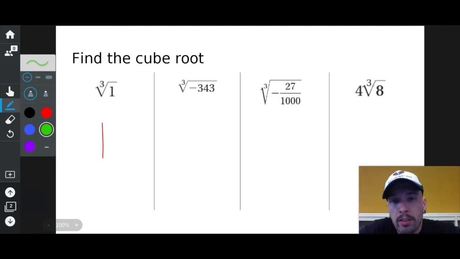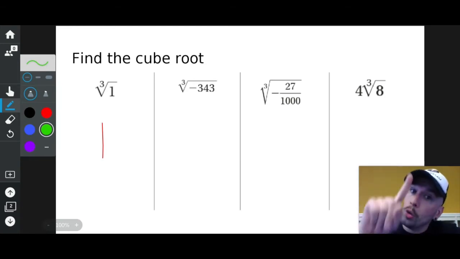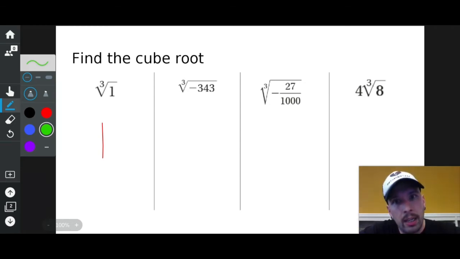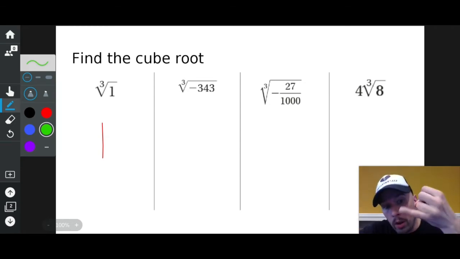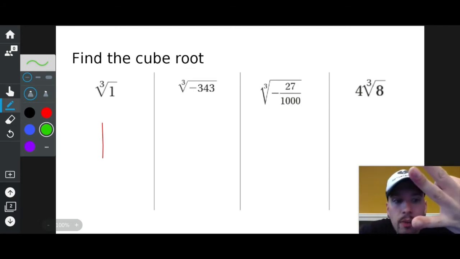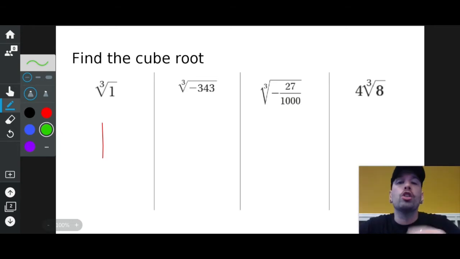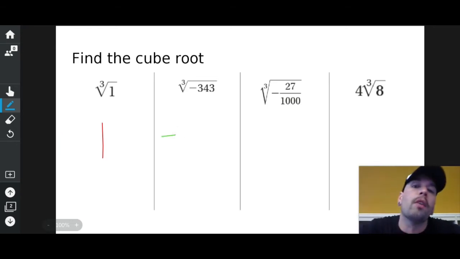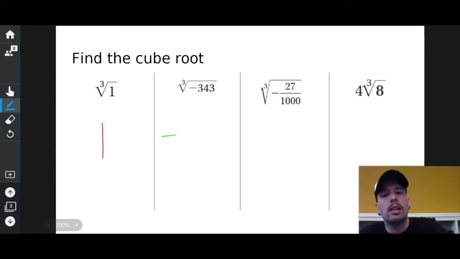Now I have to ask myself, what times itself times itself is negative 343? Well, here's a fun fact. You're not allowed to take the square root of a negative, but you are allowed to take the cube root of a negative, because if you're asking yourself what times what times what is a negative, well, negative times a negative is positive, times a negative is a negative. So you get a negative if you take the cube root of a negative. And now what I have to do is ask myself, what times itself times itself is 343? 7.